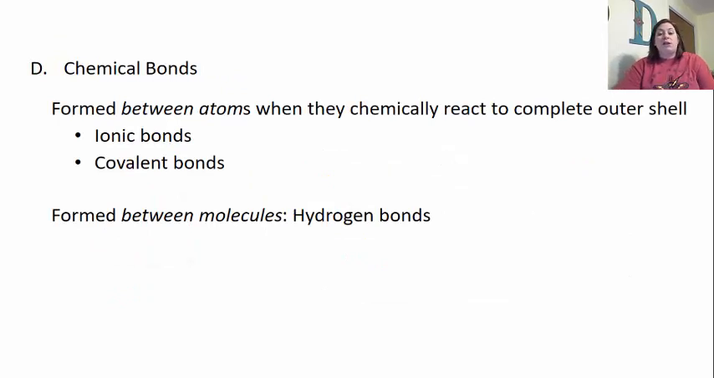All right, the next thing we want to look at are chemical bonds. Now, these are formed between atoms when they chemically react together, and they can end up completing this outer shell in order to be happy or full. Now, they can do this in two main ways. They can do ionic bonds, where they're going to actually give away or take electrons, or they can do covalent bonds, where they're going to share. There is another type of bond we're going to look at, and this is going to be a bond that forms between molecules, not between atoms, but between molecules, and that's the hydrogen bond.